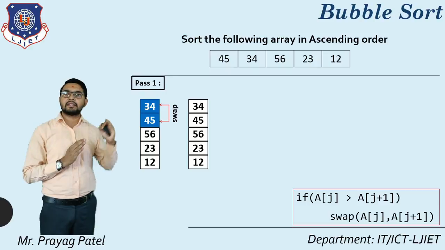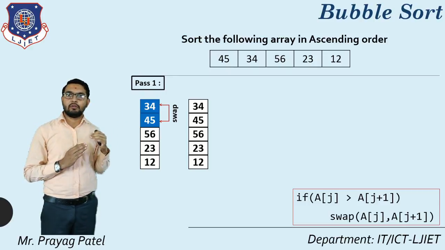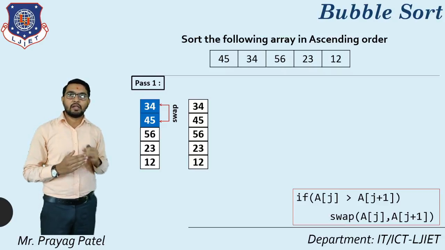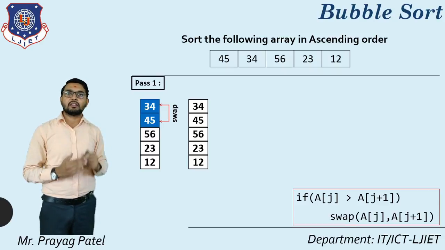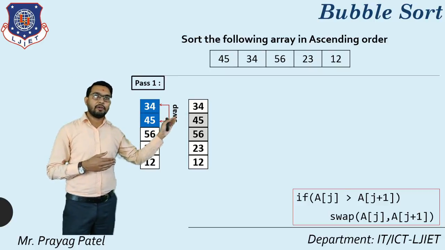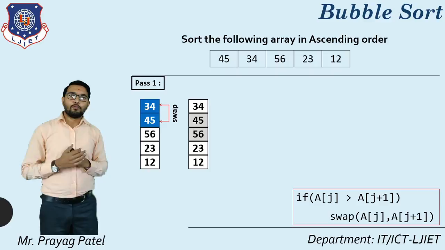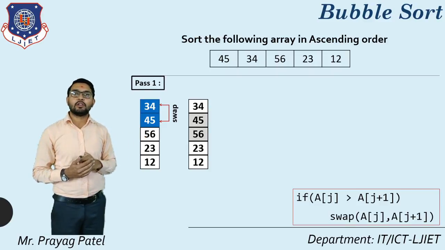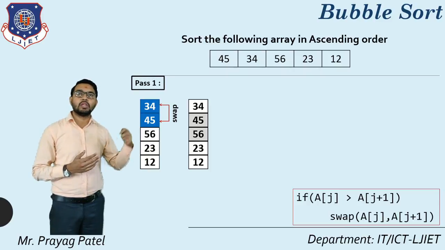We have the elements as a sequence 34, 45, 56, 23 and 12. We already compared the first and second location. Now we compare the second and third location. So here consider the next two locations as 45 and 56. Now, 45 is greater than 56? The condition is not satisfied, so no need to swap these two elements, and we move to the next element.